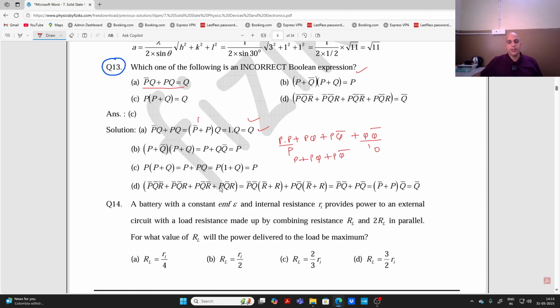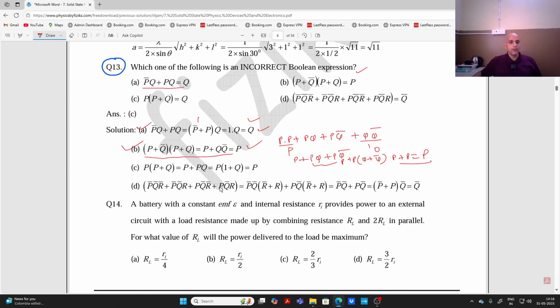So again, you can take the P common, right? Here and here, you will get P into Q plus Q bar. That is 1 plus P. So 1 P plus P, that will give you P. So it is correct. This equation is all right. These two are all right.